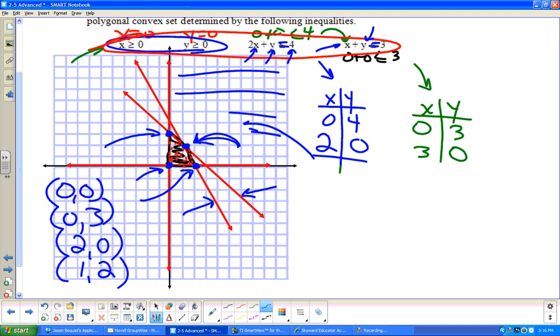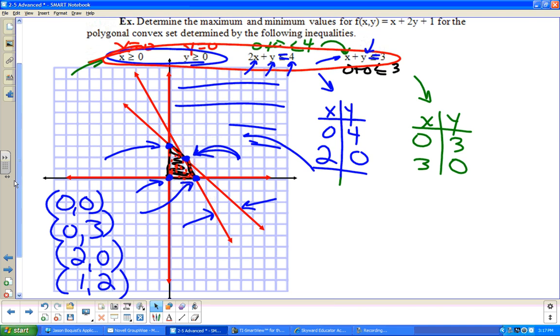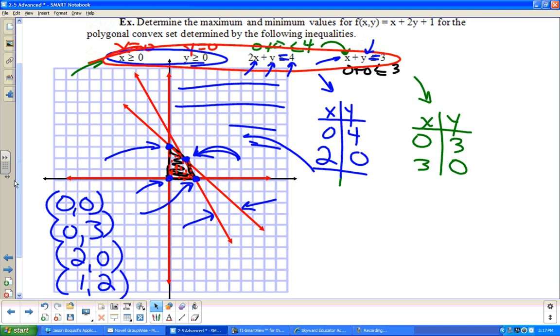Very good. And again, if you really didn't know, if it was a really terrible spot, you would actually have to go and do elimination, matrices, substitution, whichever way you wanted to solve it, you would actually have to go and solve that system. Okay? All right. So now we got these points. But it appears as though there is something I haven't used yet.